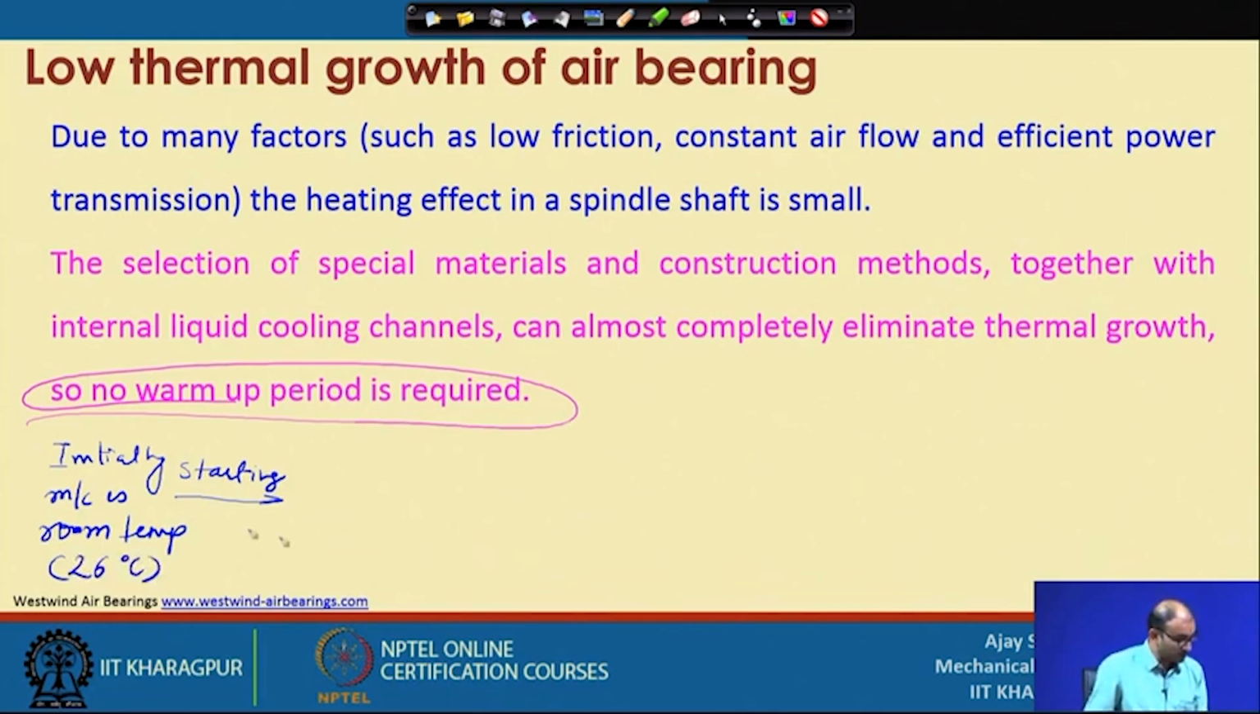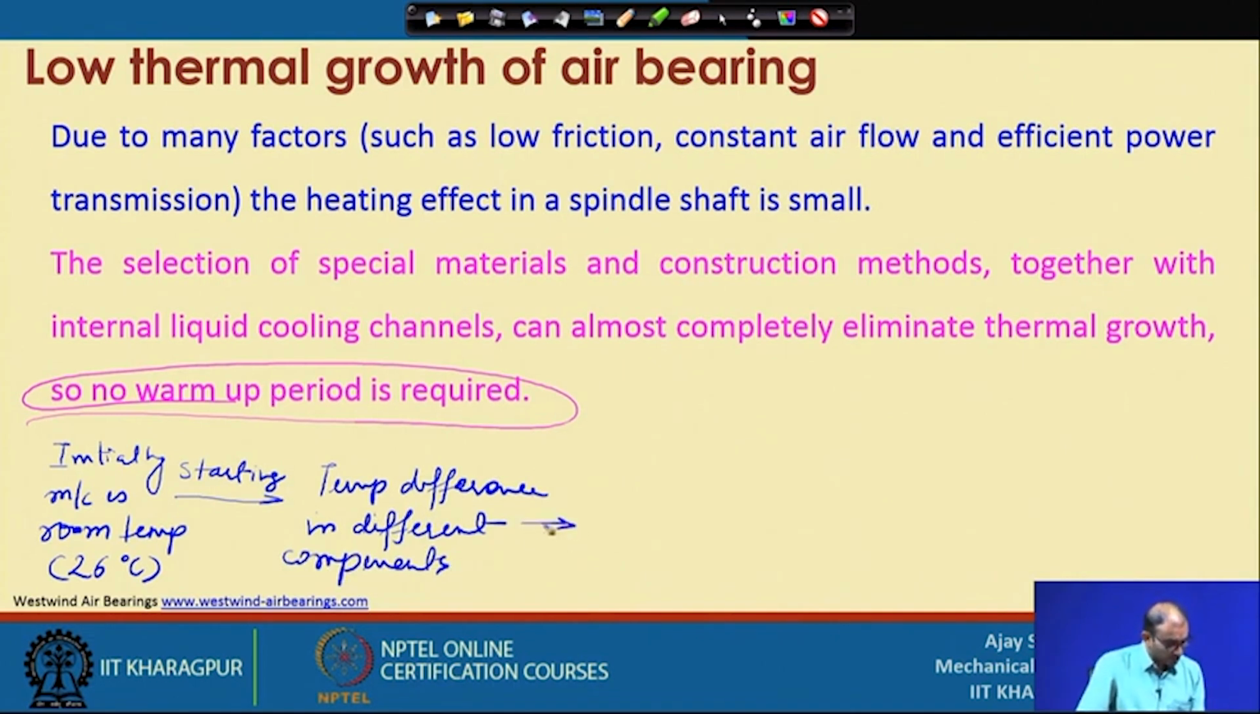And now when you start the machine, there are a lot of different moving elements and rolling elements, then you get a temperature difference in different components. Because of that, you will get some loosening of the connection, in the sense that you are not actually getting the target value at one particular location. There is a growth of the different components differently, because the materials are different and their thermal coefficients of expansion are different. So, you will get a different growth in that.